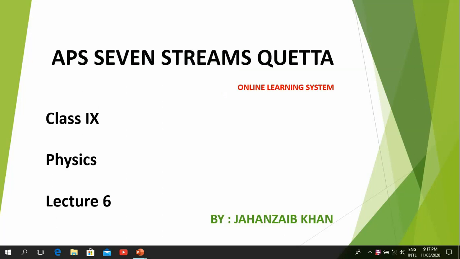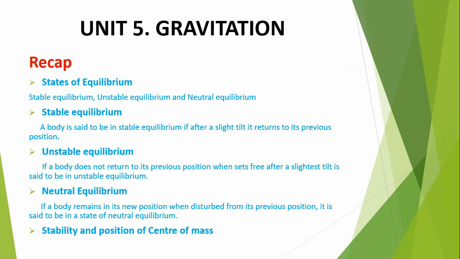Students, it's your 6th lecture and today we are going to start with the new unit number 5, gravitation. Before going ahead, we have a recap. In the previous lecture, you were taught about states of equilibrium. There were 3 states of equilibrium: stable equilibrium, unstable equilibrium, and neutral equilibrium.